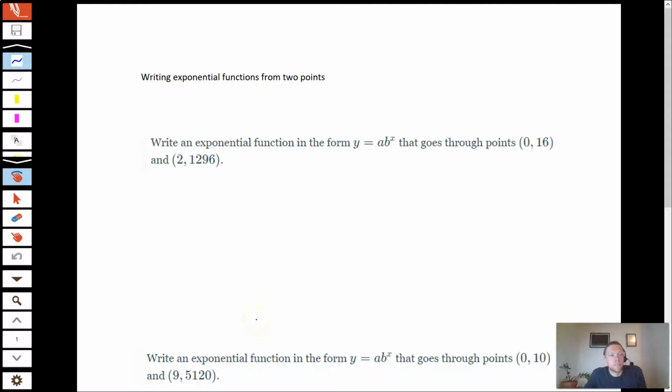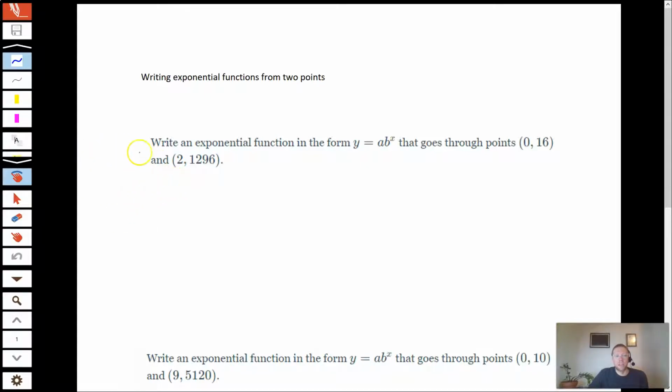Hey guys, this is lesson 1.1.2, and we are continuing our work writing down these exponential functions. And we're making it a little bit more challenging now. So notice I'm no longer giving you a table. The reason this is going to be harder is it's harder to see that common ratio.